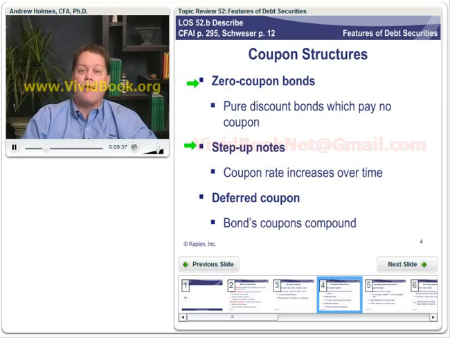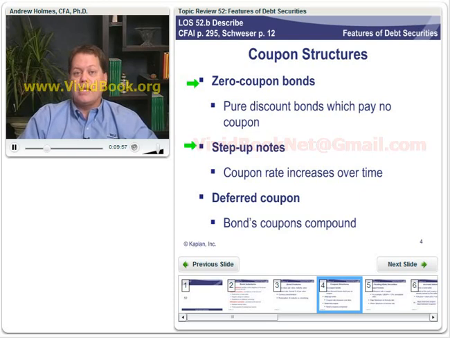This is where you have a coupon that increases over time. This is a fairly common tool in the high yield or junk bond market. So you'll have coupons that are 1% the first year, and then 3% the second year, and 5% the third, and then they level out at 7% after that. That would be an example of step-up notes.